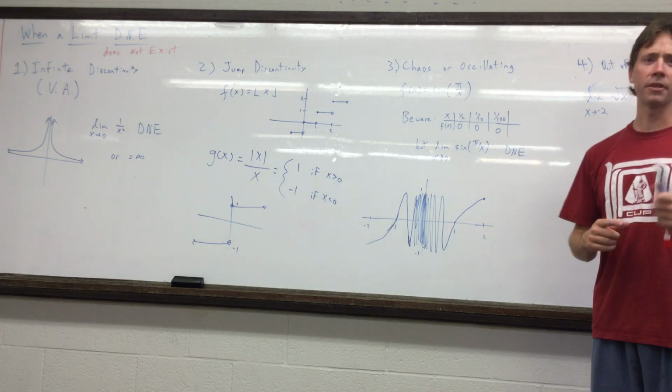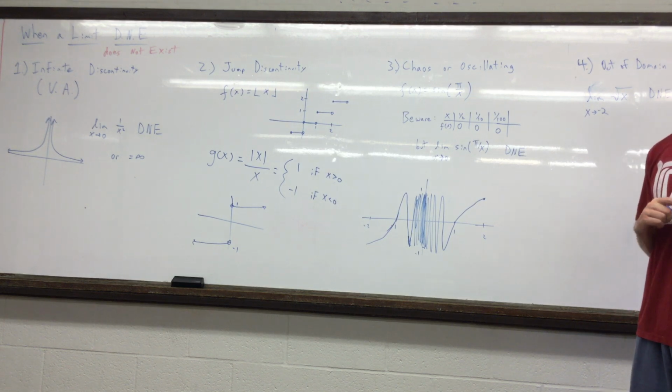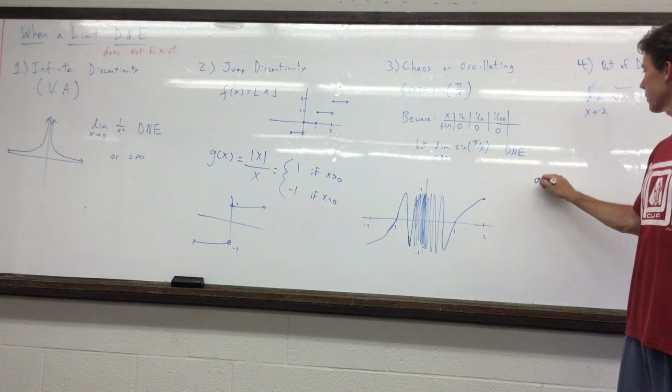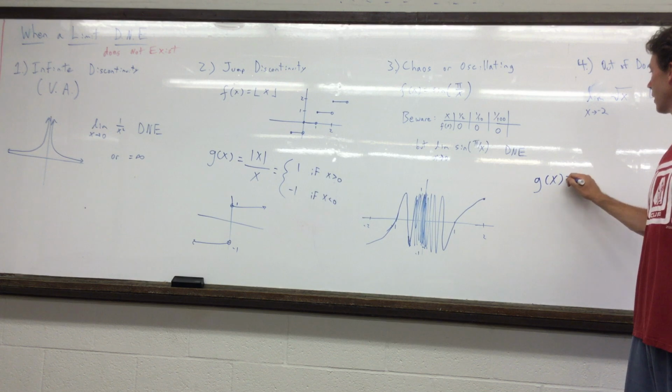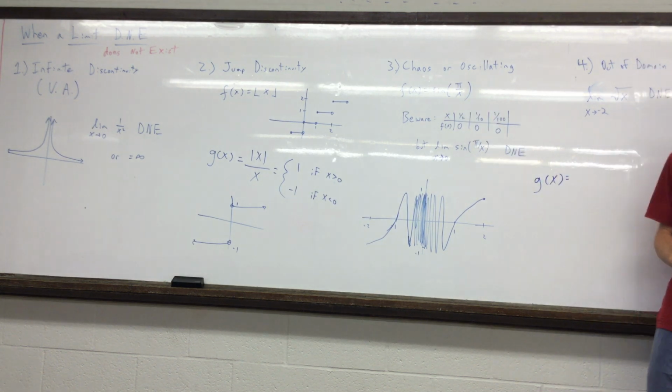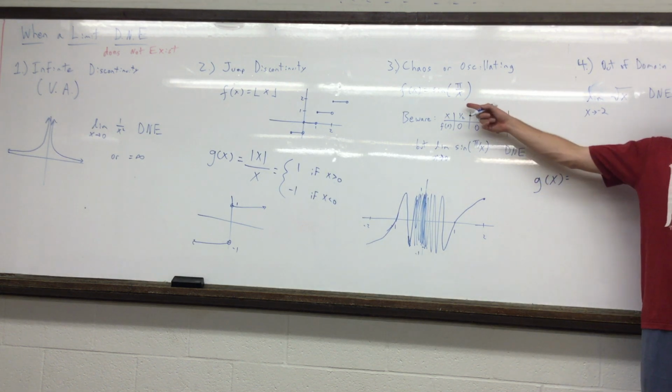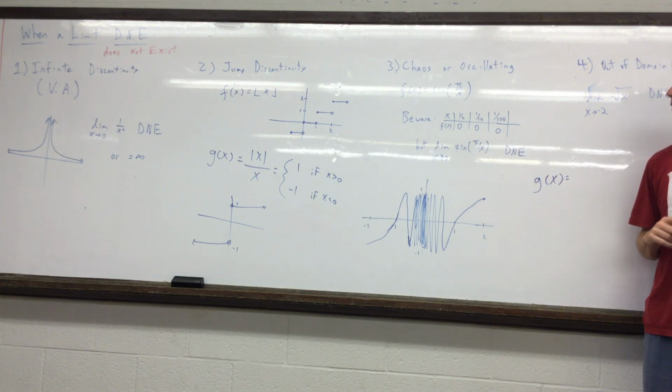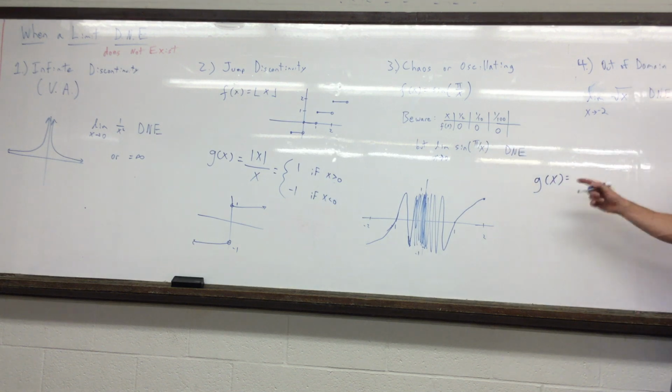I'll give you one more example for this, which I think is in the homework, but just for fun. You don't have to even use a pre-calc function to create chaos. You could use a piecewise defined function. So let's make g of x be 0 if x is in Q and 1 otherwise.